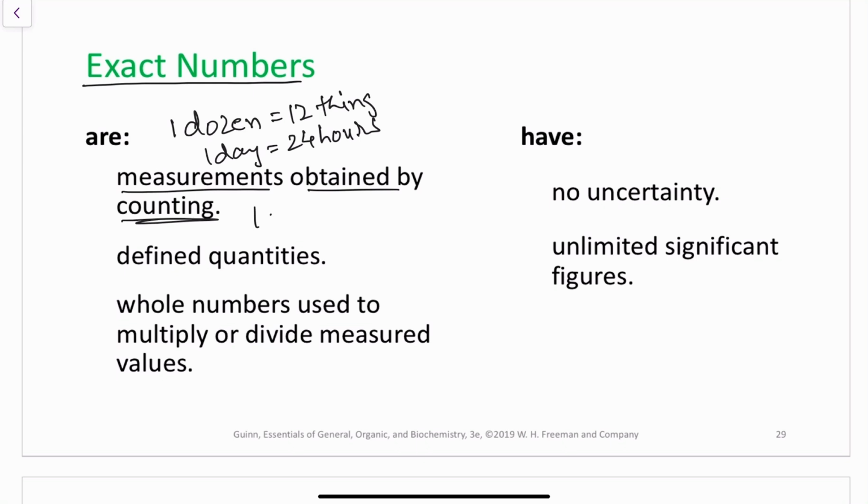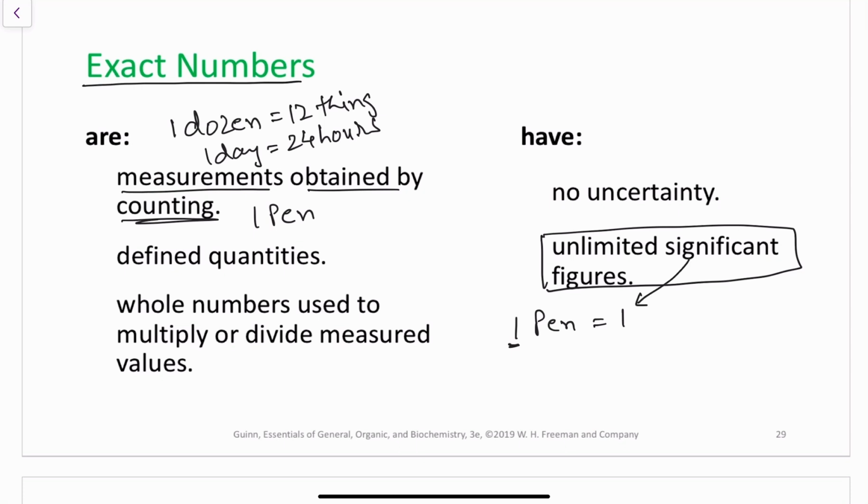I can say 1 pen. 1 pen is 1 pen. It's always one, right? Always 1 pen, so they are exact numbers. And the important thing is that exact numbers have unlimited significant figures. What does that mean? If I say I have 1 pen, how many significant numbers do you have in there? Just 1, because it has one non-zero number. But if I say 1.0 pen, how many pens do I have right now?